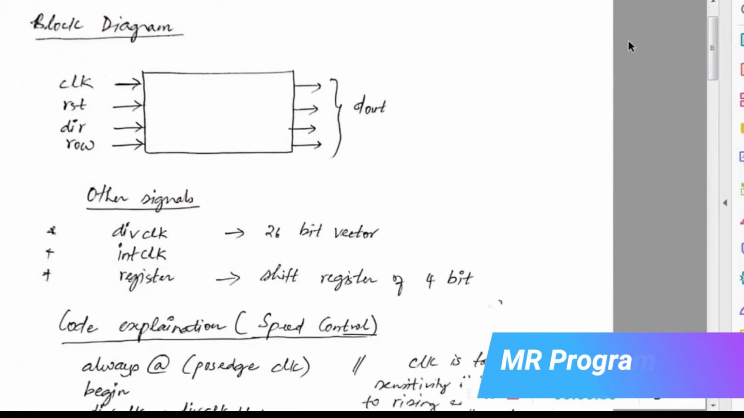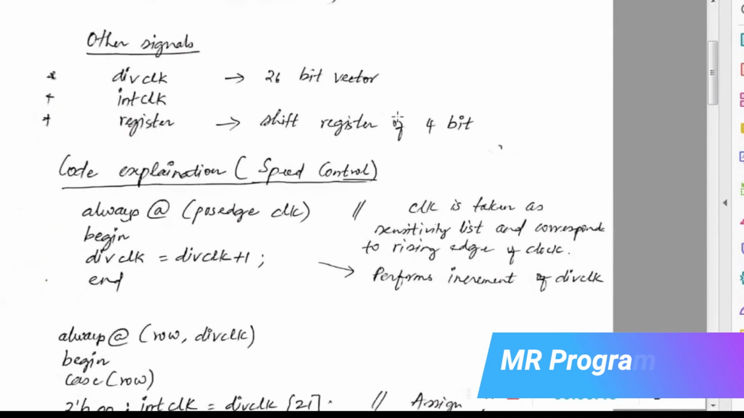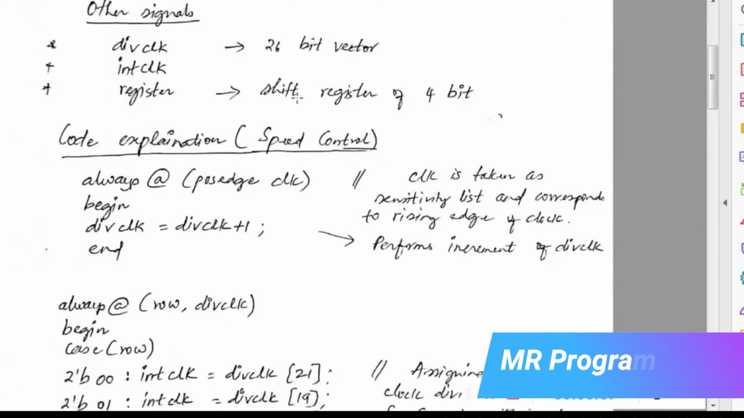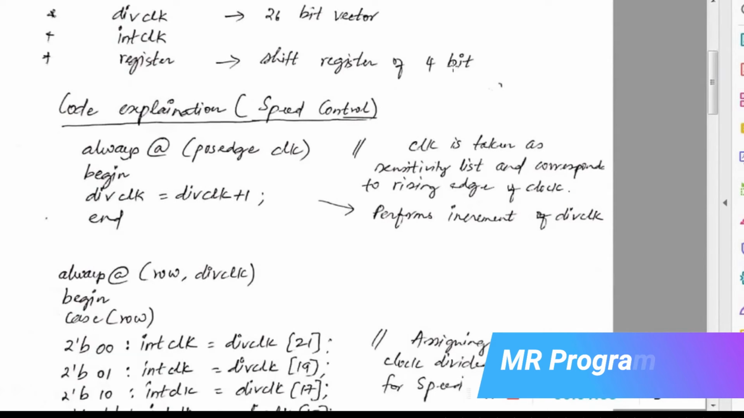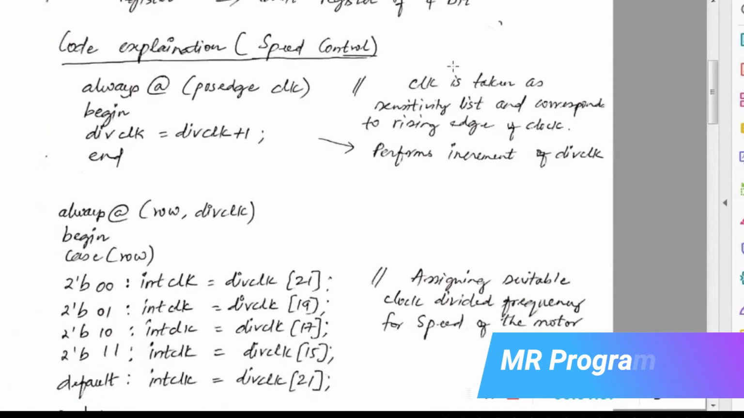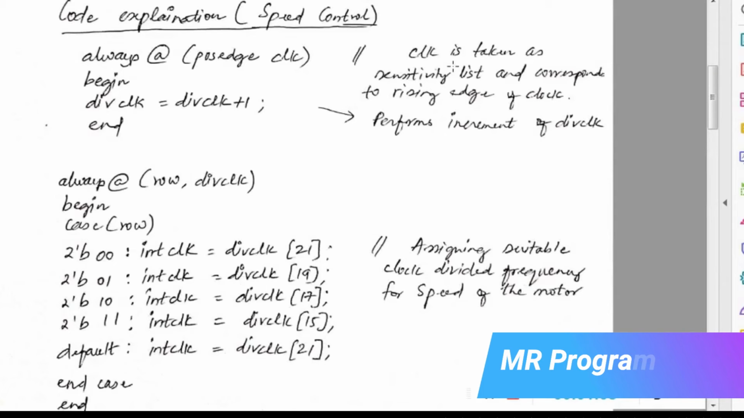So this is your block diagram, where towards the input you have clock, reset, direction, row, and towards the output you have D out. D out is of 4 bits. There are a few other signals involved here, which is div clock, the clock division, which is your 26-bit vector, just like how we saw in the DC motor. And we have a register which is of 4 bits. Now we will go ahead with the code explanation. The first section is going to be speed control, and then we will see how the direction is managed.